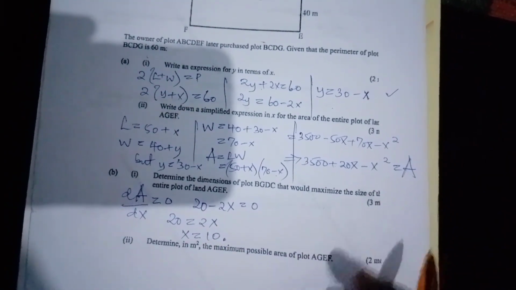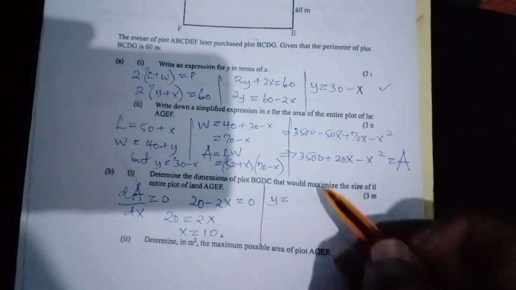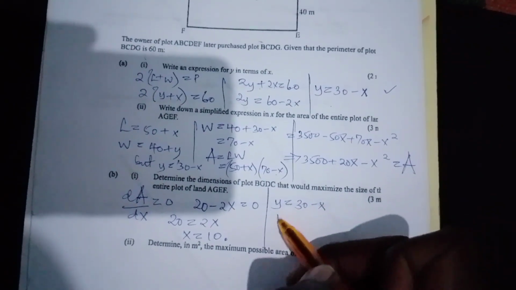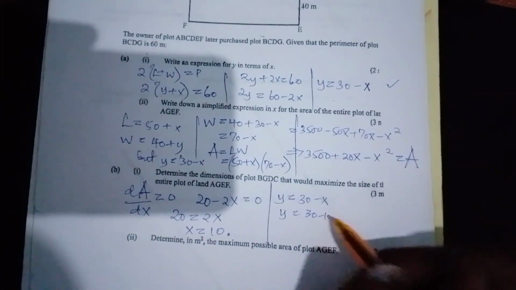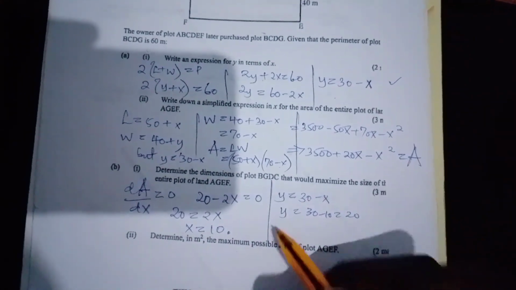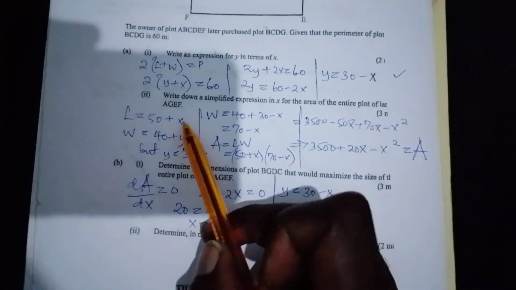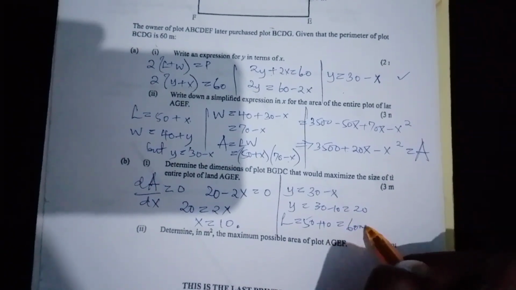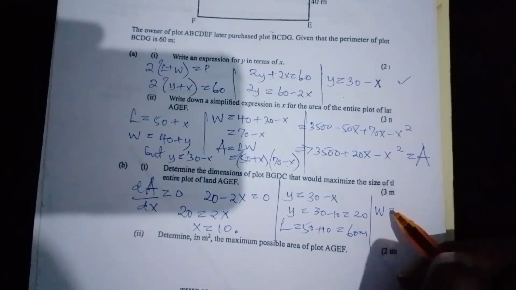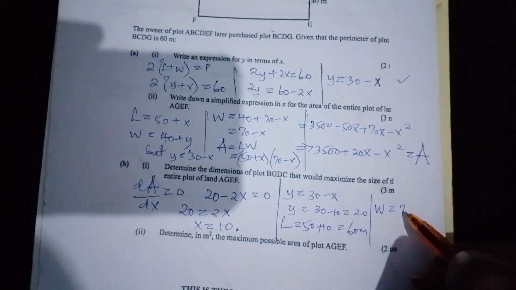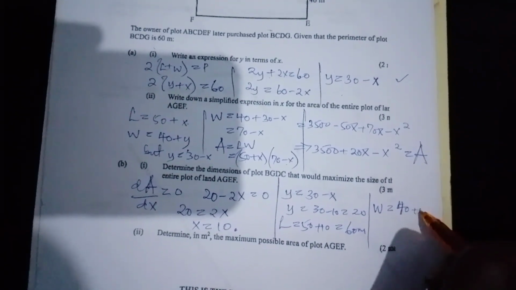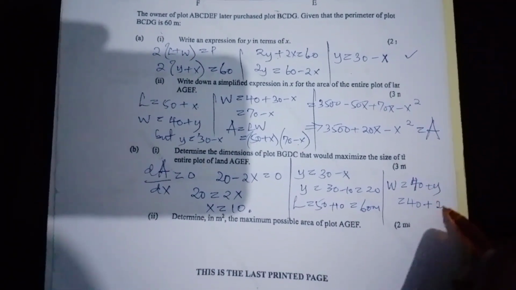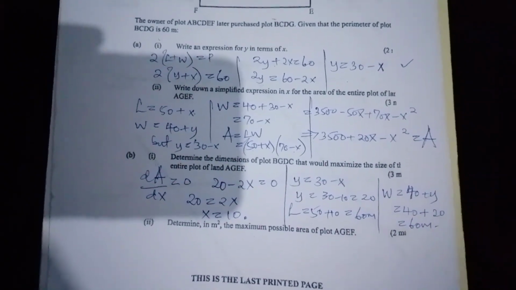So if x is equal to 10, and we know that y is 30 minus x, it means y will be 30 minus 10, which will be 20. So the length is 50 plus x, so we have 50 plus 10, which gives 60 meters. And the width is 40 plus y, so you have 40 plus your y, which is 20. So you have 60 meters.